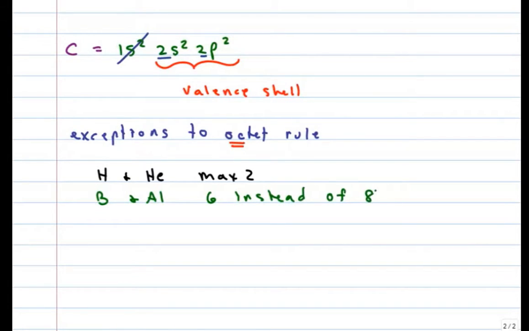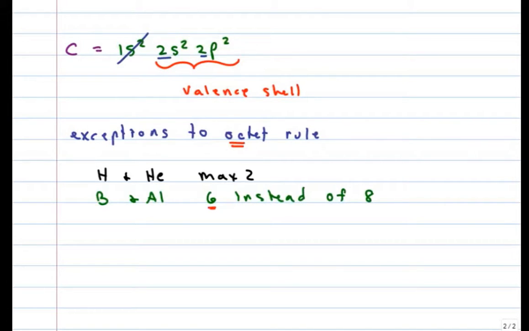This is going to be key behind a lot of reactions like hydroboration and electrophilic aromatic substitution using aluminum, right? Lithium aluminum hydride for reduction, or AlCl3 for EAS. Part of the reactivity is the fact that they're okay with just 6 instead of 8.